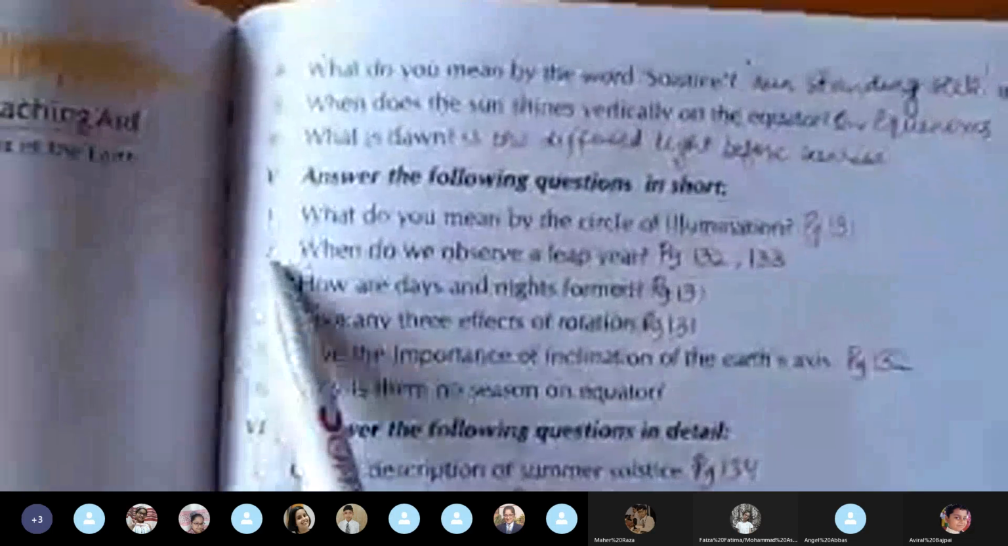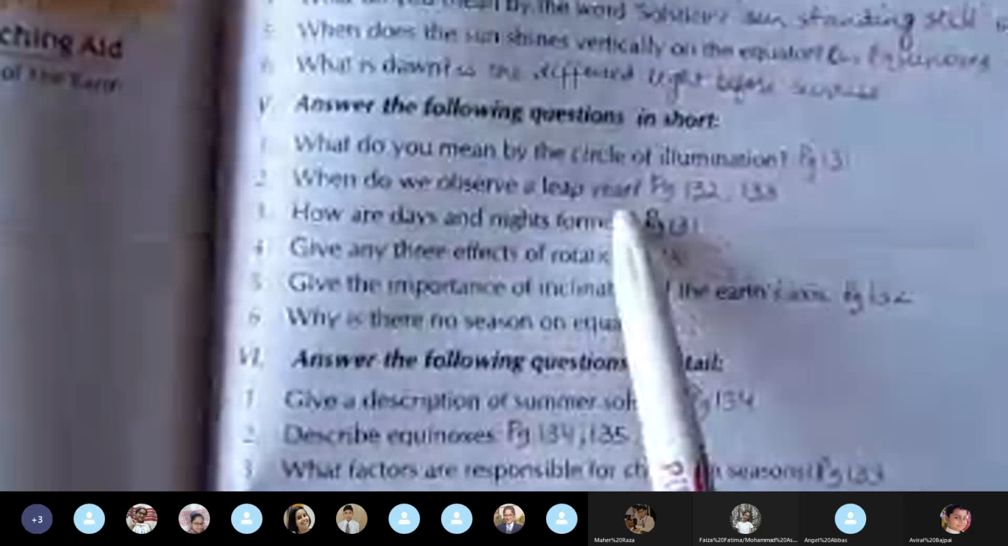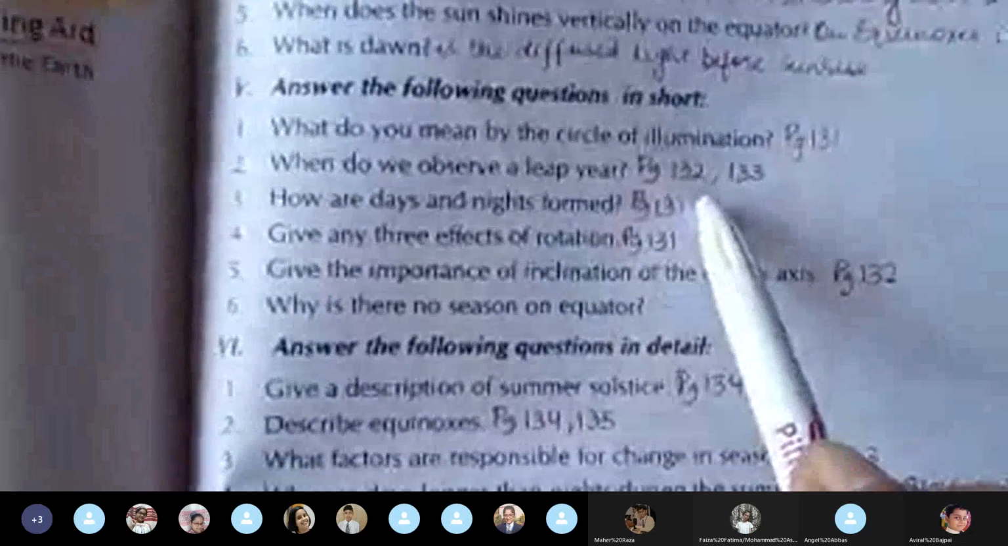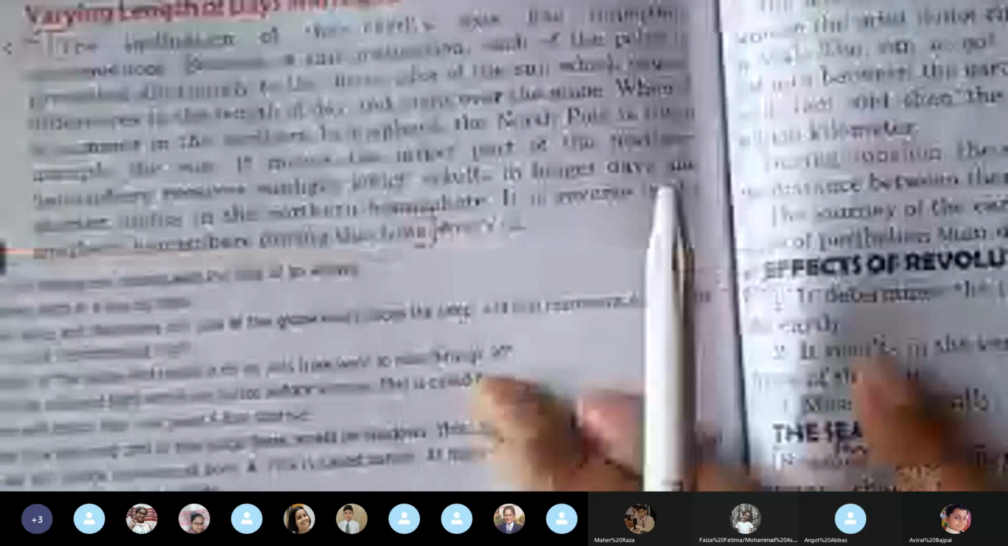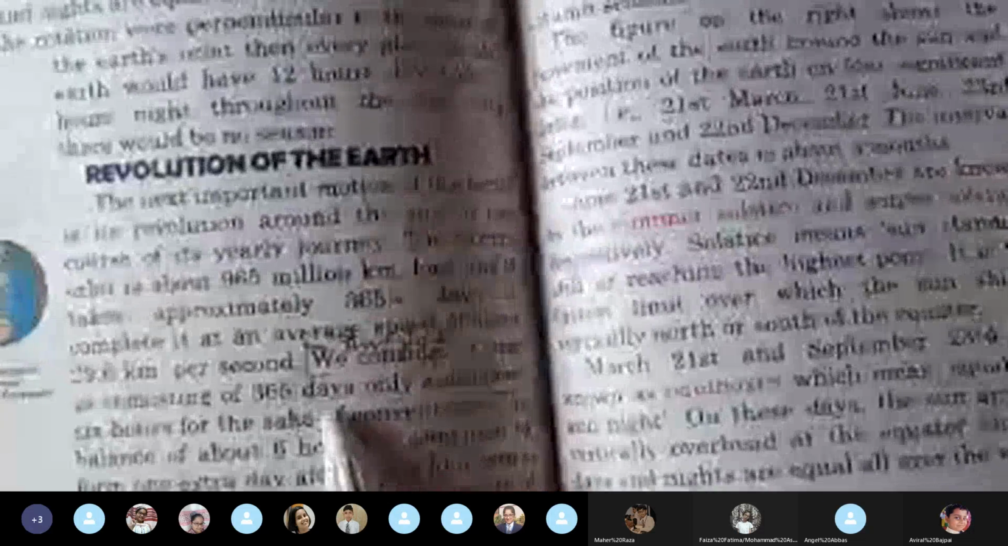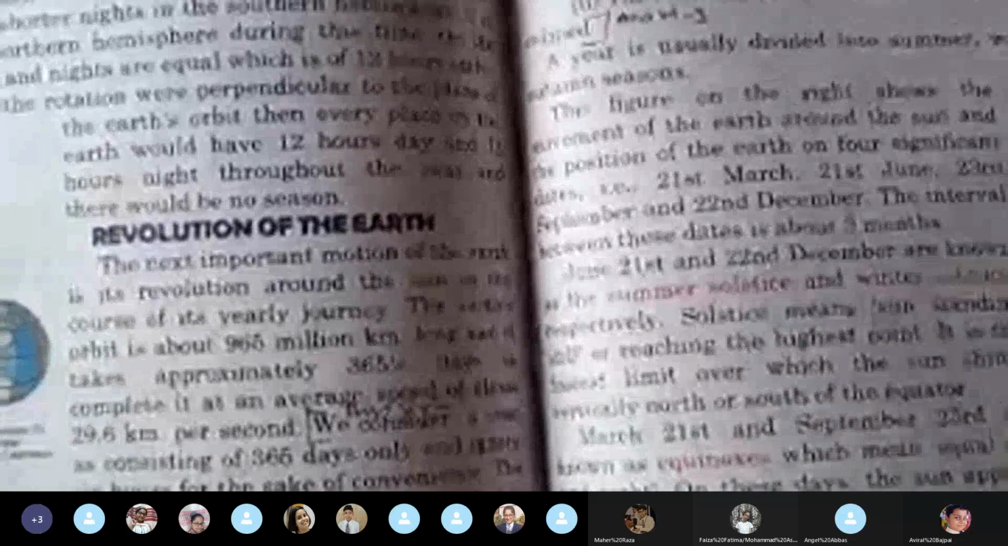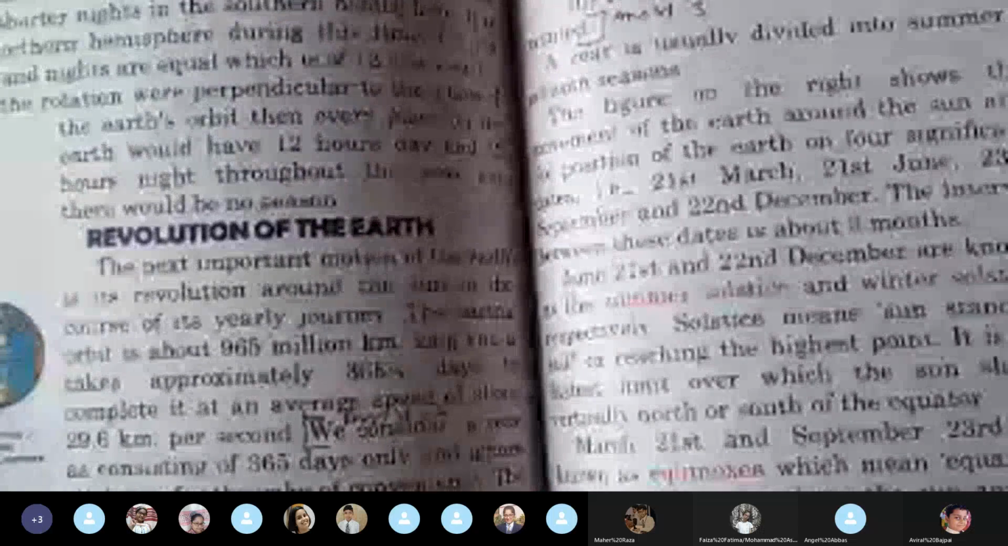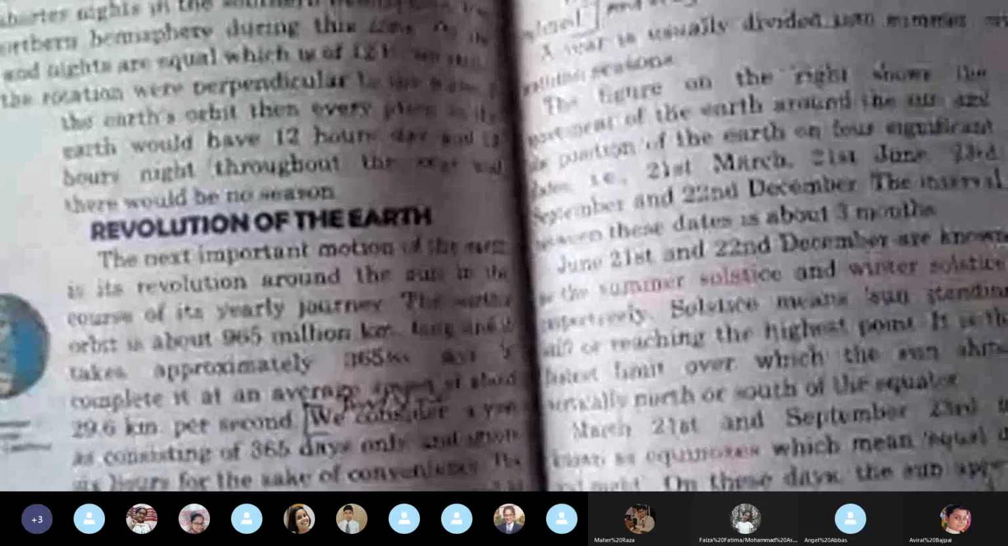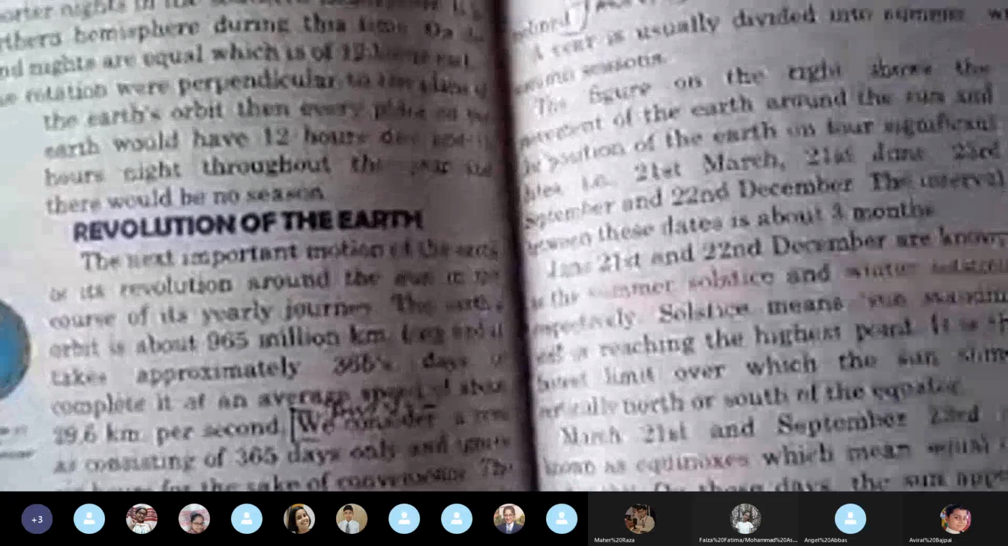Now come on to question 5-2. When do we observe a leap year? Page 132, 133. Open. Mark from here. We consider a year as consisting of 365 days only and ignore 6 hours for the sake of convenience. The balance of about 6 hours is computed to form one extra day after every 4 years.